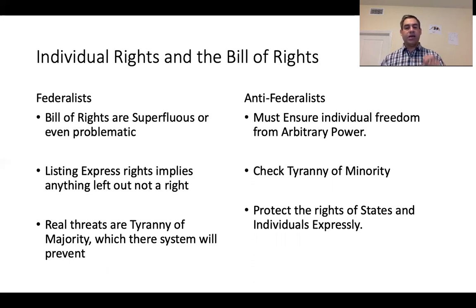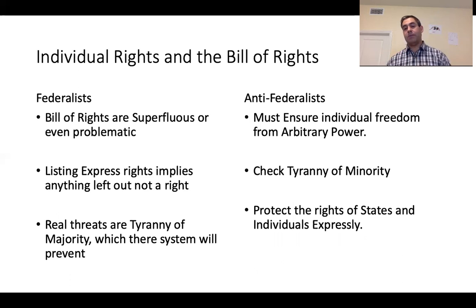Now, what I find interesting is the response of the Federalists. They don't dismiss this idea, but they think that a Bill of Rights is going to be in some ways superfluous, even problematic. What they argue is that once you start to identify express rights that belong to the people or to the states, it may imply that what's not specifically enumerated in these Bill of Rights belongs to the federal government. And they think that's wrong.